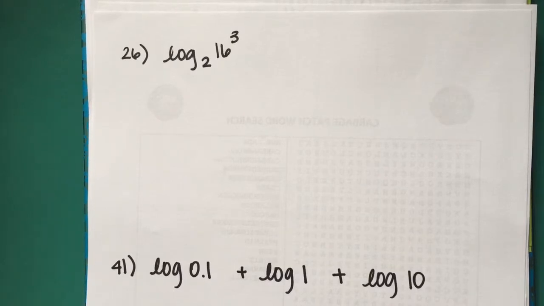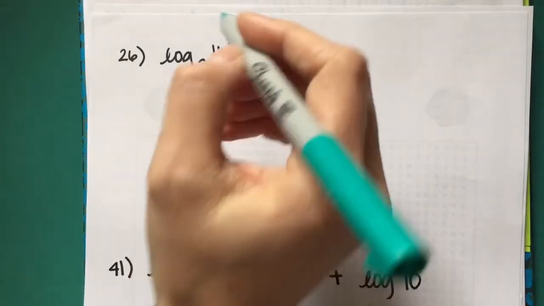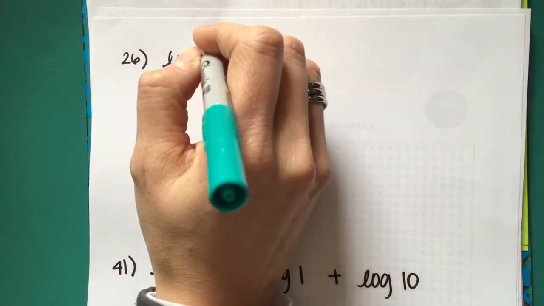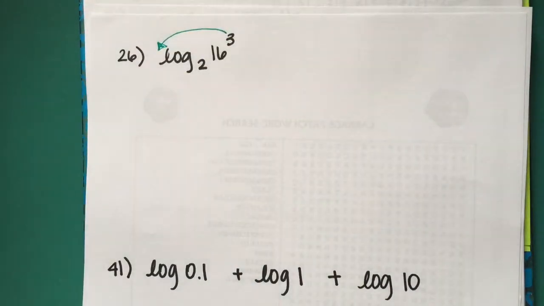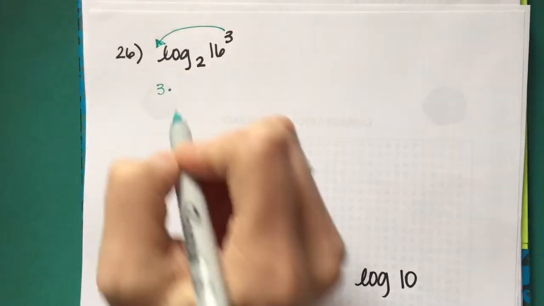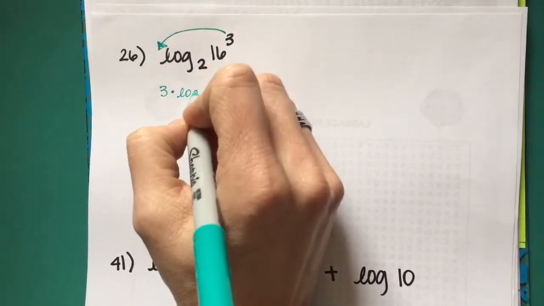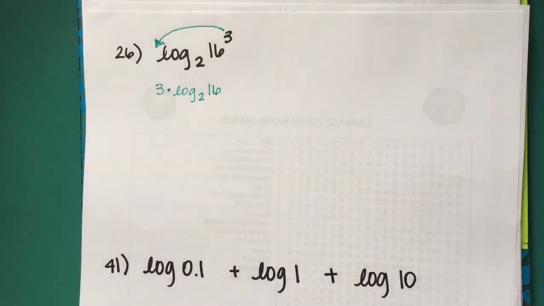Number 26 asks you to simplify also. So if you have a logarithm and there is an exponent on it, remember that you can take that exponent and you can pull it down in the front and write it in front of the log so that it's multiplied. So you now would have 3 times log base 2 of 16.